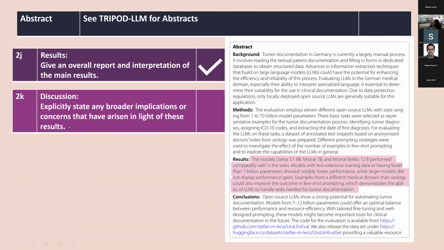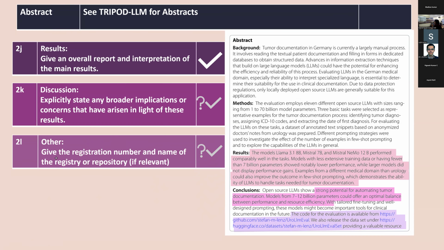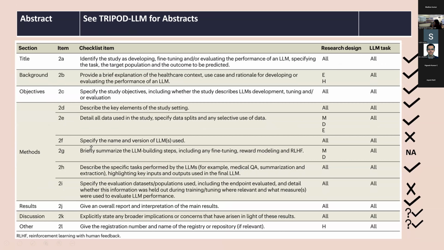And the discussion: explicitly state any broader implications or concerns that have arisen in the light of these results. They have mentioned the broader implication, that it has a strong potential for tumor documentation, but any concerns that could possibly arise are not explicitly stated. So I am putting it as partially fulfilled. And give the registration number and the name of the registry or repository. There's no registration number as such, but the code for evaluation and the dataset which they evaluated were given, with links to all of these. So I've put partially fulfilled. So overall, when we look at the abstract, it is fairly done.